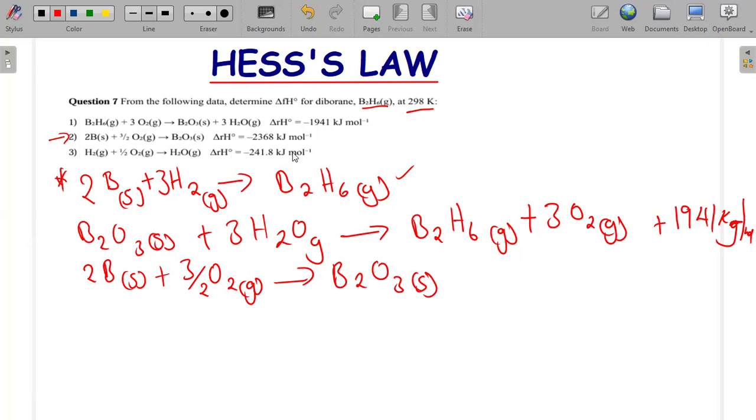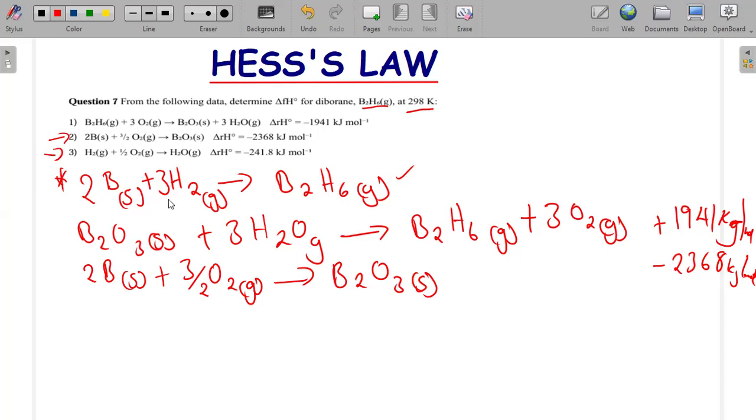So even the change in standard enthalpy of the reaction there will be maintained. Okay, so we won't change anything there. We'll still remain with the negative 2368 kilojoules per mole. Okay, that's what we are having there. Okay, and then let's go to the third one. For this one, you can see that we are having hydrogen, right or left.